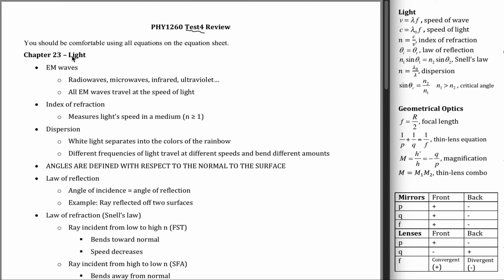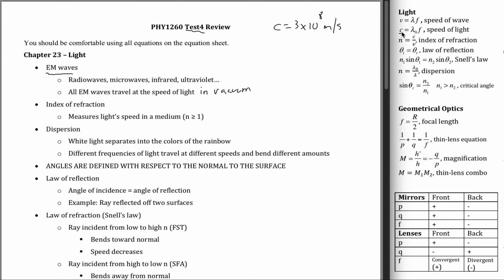The first thing that we learned about in the chapter on light was electromagnetic waves. We learned that there are different types of EM waves. They're arranged in the electromagnetic spectrum according to their frequency or wavelength. We know that they all travel at the speed of light in a vacuum. I should have specified that here. And so the speed of light in a vacuum is a constant, so that's c right here. c is equal to 3 times 10 to the 8. That's at the top of your equation sheet.